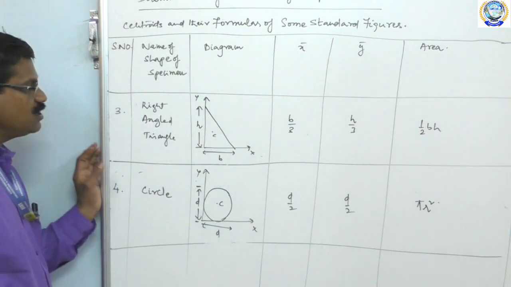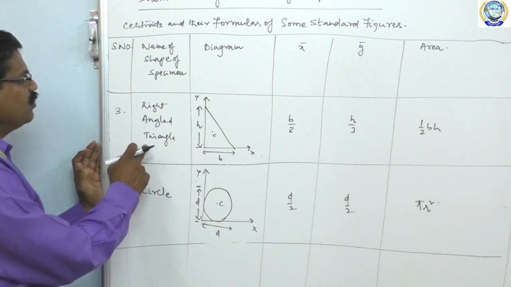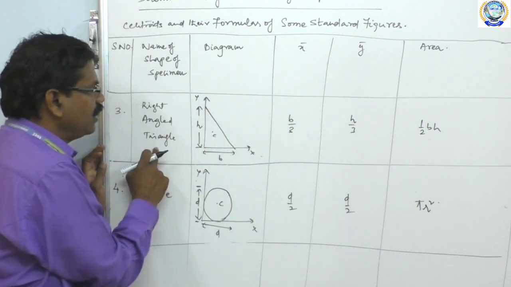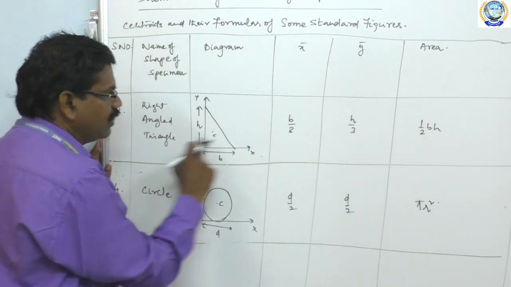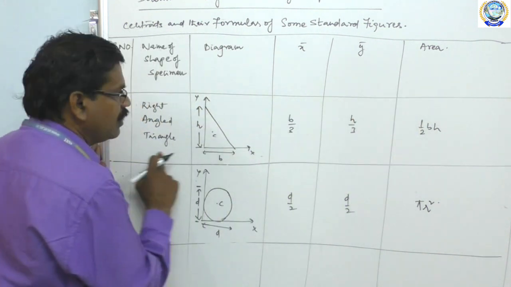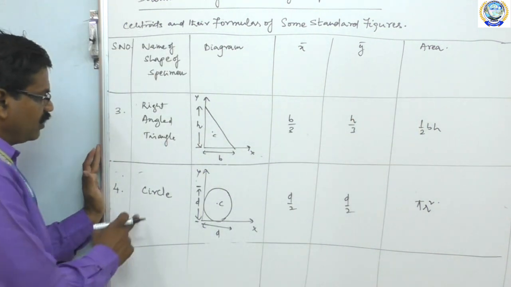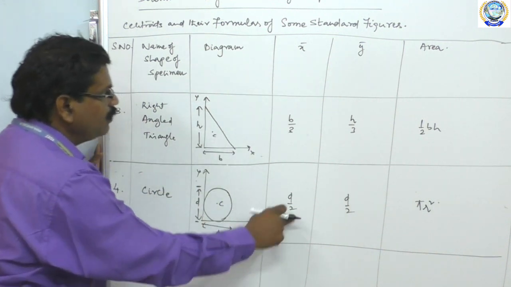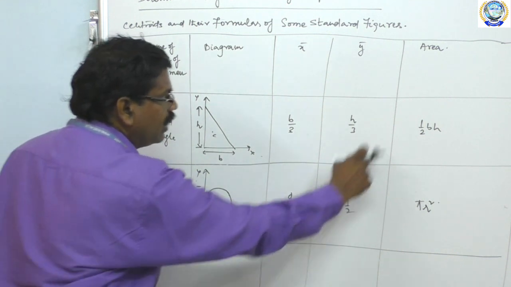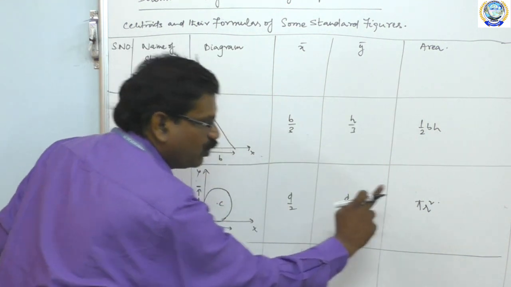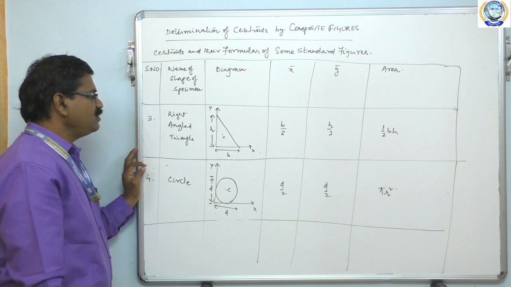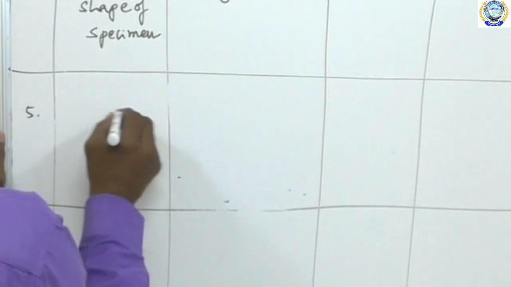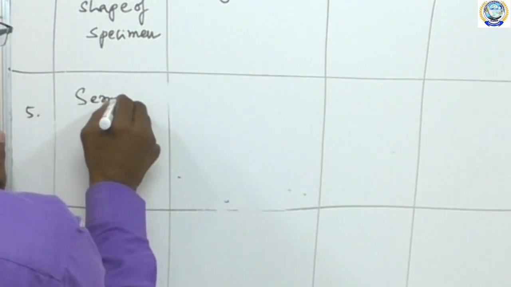So therefore, if you see these two shapes of the diagrams, third shape is right angle triangle. It will be drawn like this. So x coordinate of right angle triangle is b by 3, y coordinate is h by 3, and the area is 1 by 2 bh. Similarly, for the fourth specimen, circle, x coordinate of circle is d by 2, y coordinate of circle is d by 2, and the area of circle is pi r square. Okay. Then next we will have two more diagrams, the fifth specimen is semicircle.